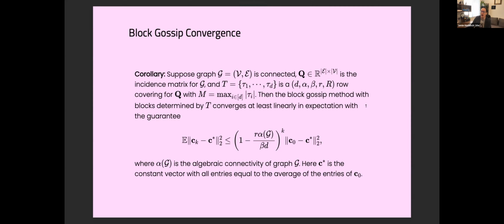in expectation. So in expectation, the norm of the secret values minus C star. C star here is the constant vector where all of the entries are equal to the average of the entries of C naught, the initial secret values, right? That's the solution to the average consensus problem. So that norm squared is going down according to this rate parameter, 1 minus R alpha of G over beta times D. So R, beta, and D all come from the row covering. Alpha of G is the algebraic connectivity of the graph, or the minimum non-zero singular value of the incidence matrix. Okay, so that's the result.